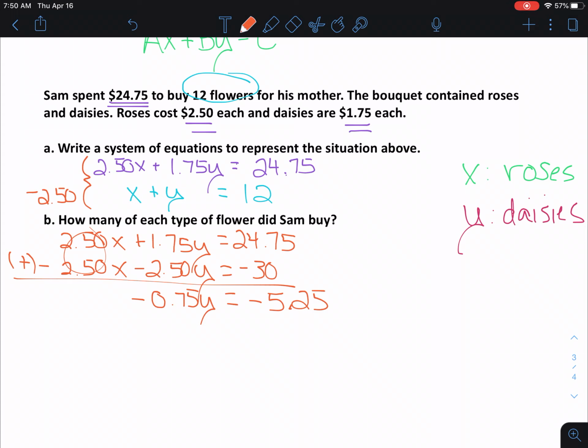Now lastly I need to get rid of that negative 0.75. It's multiplication, so I'm going to divide. These cancel, I get y equals, and if you divide those two, you get 7. What does that mean? It means he bought 7 daisies.